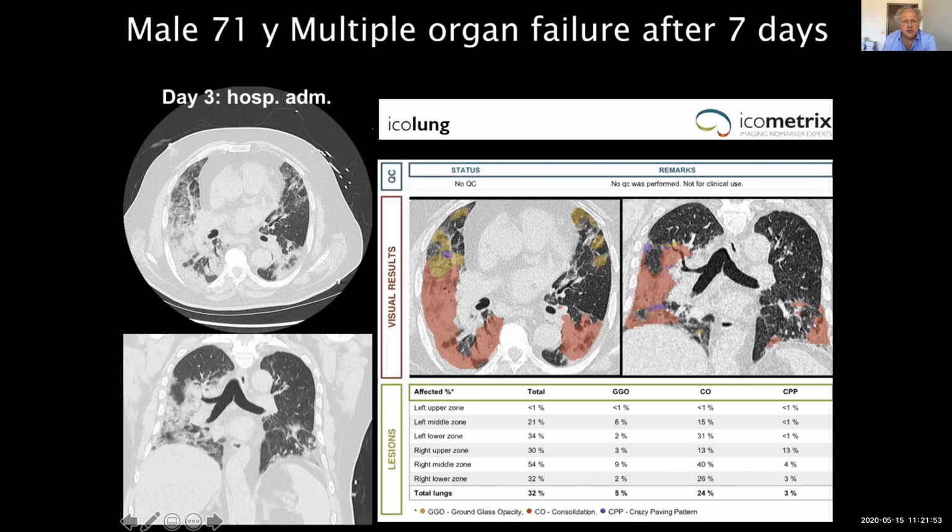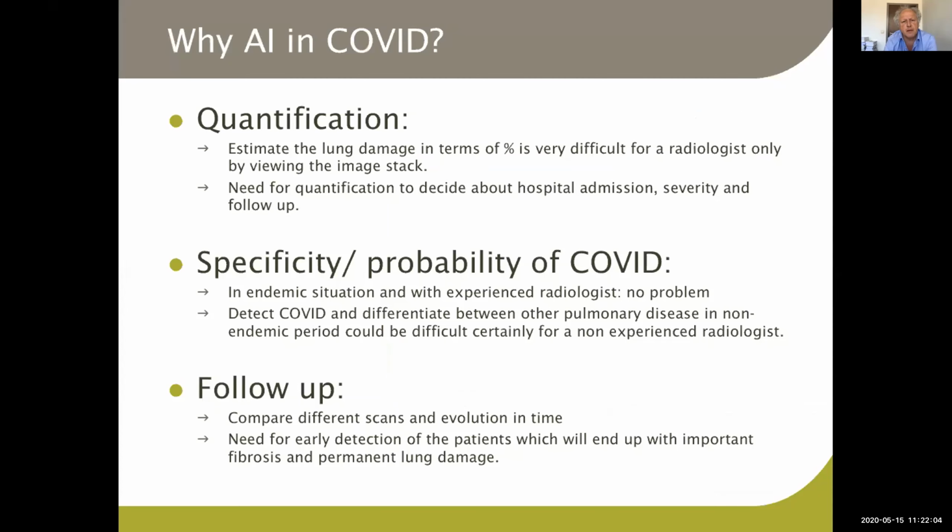And this patient also died because of the important lung involvement and respiration problems and organ failure after 7 days of admission. So I'd like to conclude, why do we need, as radiologists, AI in COVID? I think one of the first things we would like to have immediately is quantification. And I think the AI system shows that quantification is already possible.